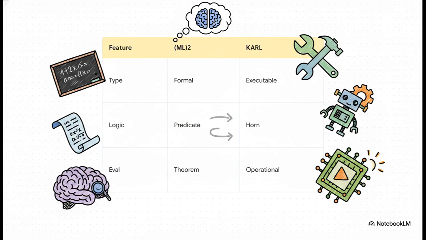On the flip side, we have CARL, the pragmatic builder. CARL actually restricts its expressive power, using a simpler variant called horn logic. Why? So it can be executed. With CARL, you can actually run the specification and use operational testing to see if your system reasons correctly in practice. It's that classic trade-off, absolute mathematical perfection versus practical, on-the-ground execution.